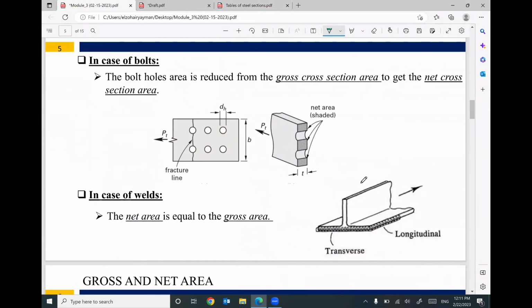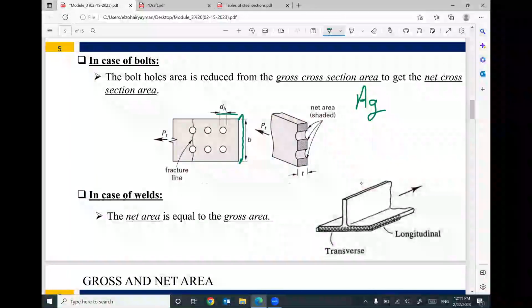And in the last meeting also, I started to explain the meaning of area gross. Area gross means the whole area of your member. This is the whole area, regardless of bolts or holes or whatever. But we have something called area net.